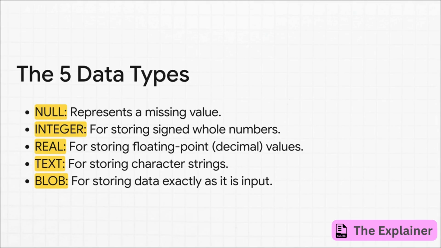But here's the genius part. SQLite uses what's called dynamic typing. In most databases, you say, this column is only for integers. But in SQLite, the type belongs to the value itself, not the column. It sounds like a small detail, but it's what gives SQLite its amazing flexibility.